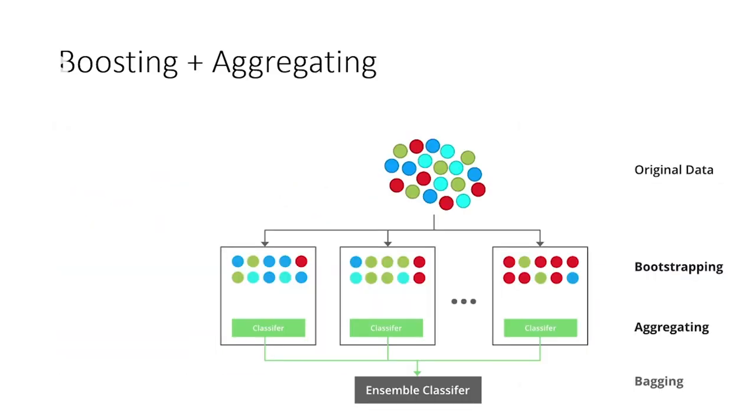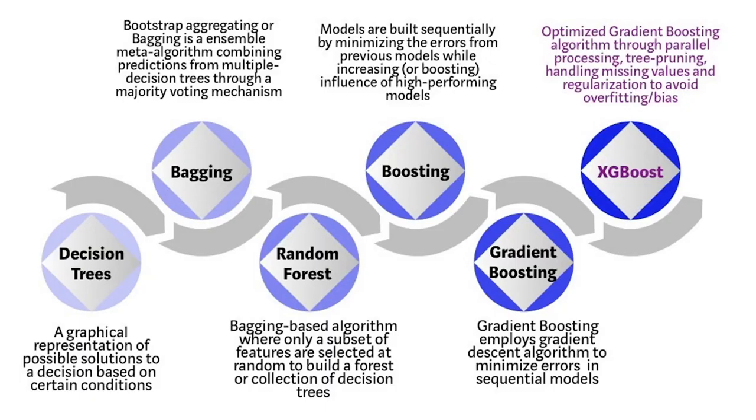Okay, so you have the original data. You can partition it into multiple aspects, and then aggregate all those aspects. So we have bootstrapping and we have aggregating. When you do that together, you get what you call an ensemble classifier. And that's really the way things historically worked.